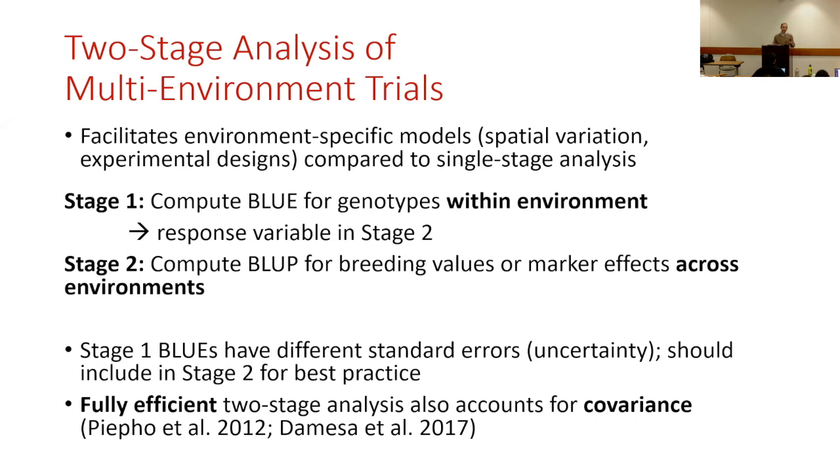But you can also not only account for the standard errors, you can also account for covariances between the BLUEs for the different genotypes. For example, in a model that has spatial variation, that induces covariances, and especially when you start talking about multiple traits, you need to account for covariances. So a two-stage method that accounts for not just the standard errors, but also the covariances between the BLUEs has been called fully efficient by the biometrics community. And this idea has been developed very nicely by the lab of Hans-Peter Piepho over a long time.